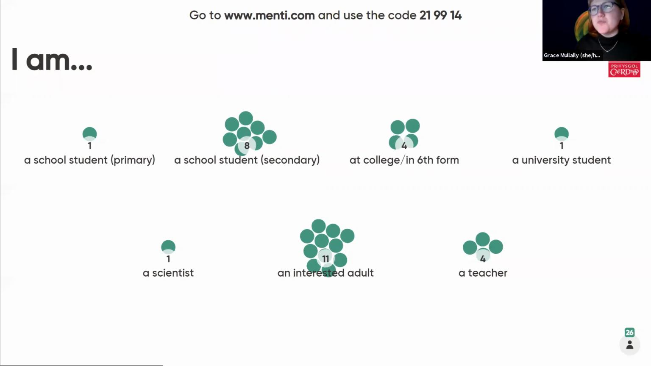So the first question was, I am a. Great to see we've got a real range. Quite a lot of interested adults, but also a lot of secondary students. We've got one primary school student, one university student, and interestingly, one person who calls himself a scientist. When I set this question, I said that you could answer as many times as you wanted. So I hoped that some people would call themselves maybe a primary school student and a scientist. I like to think everyone can be a scientist, but it's great to see who we've got with us.